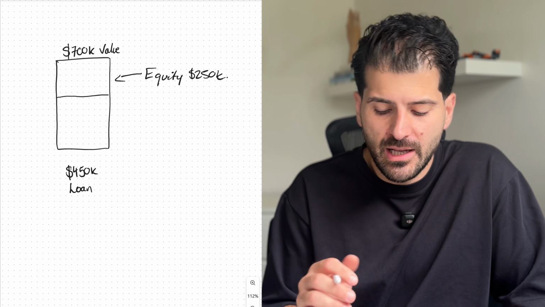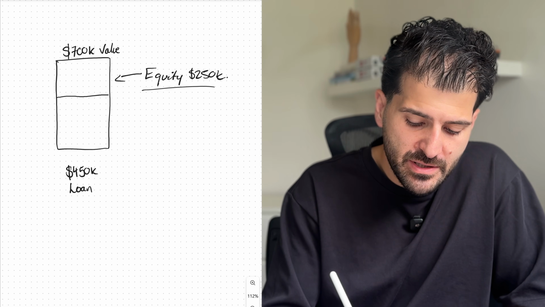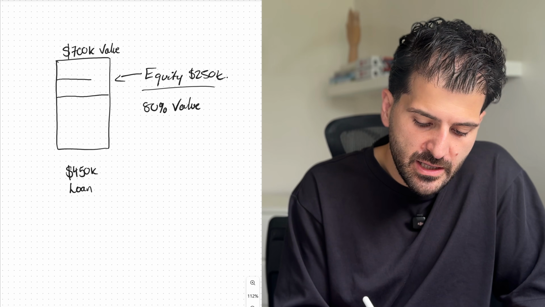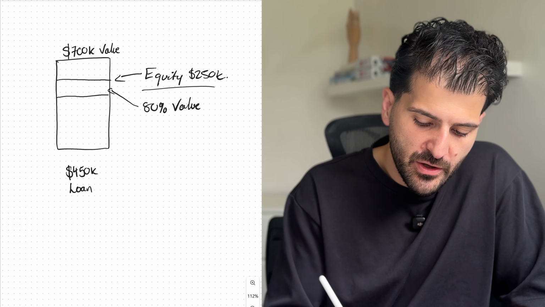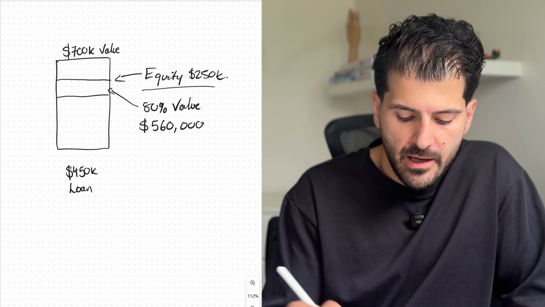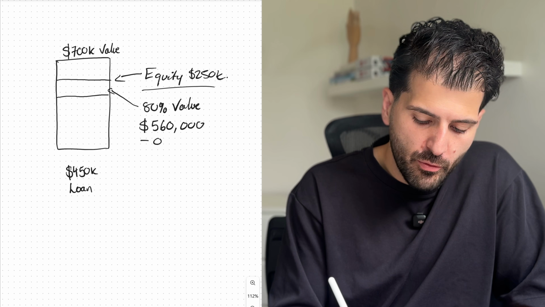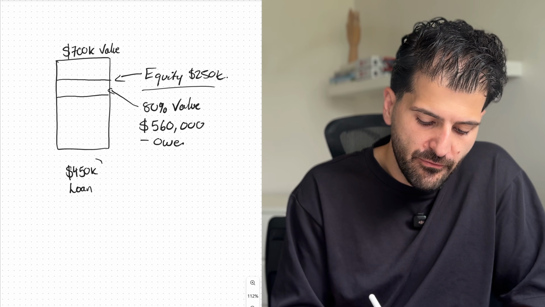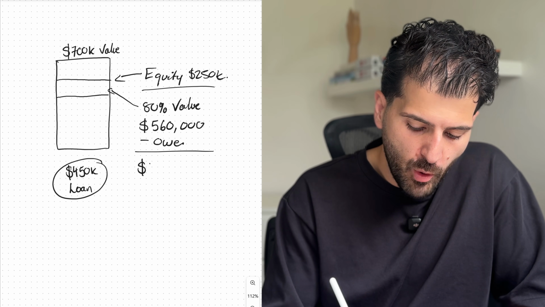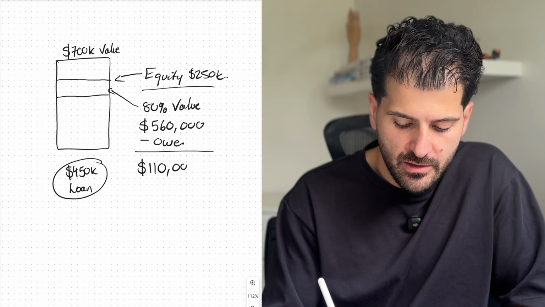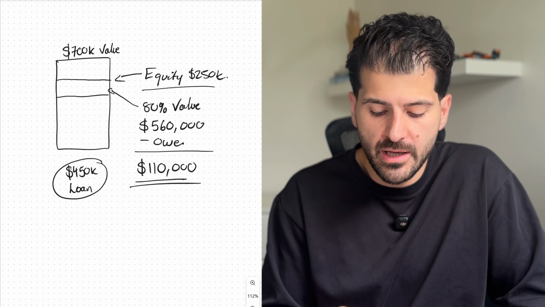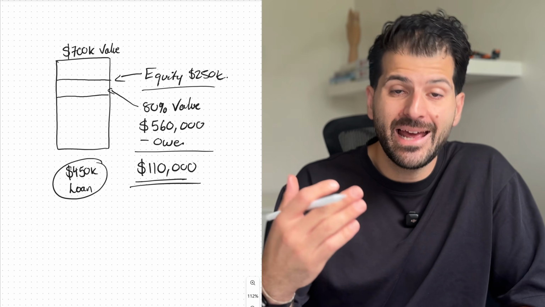So the standard rule that a lot of lenders are going to apply is 80% of your property's value. If we do that just here, 80% of your property's value will be a total of $560,000. Now, of course, we need to minus off what we already owe on this property, which is our $450,000 loan. So from there, we have usable equity of $110,000. That is how you calculate the usable equity inside of your property and what you could possibly use to go ahead and buy the next one.